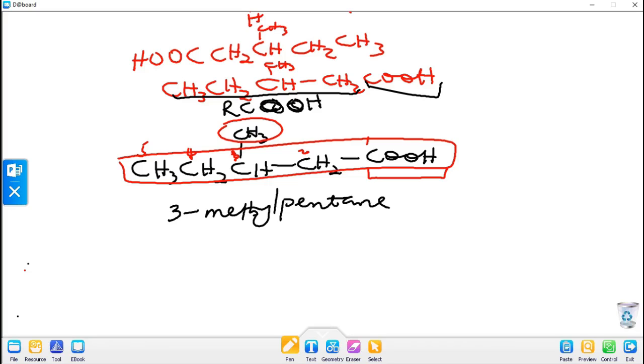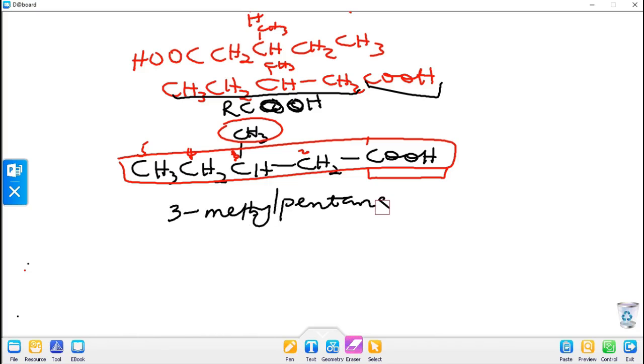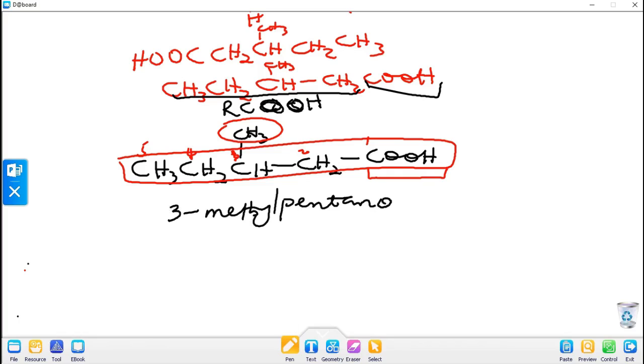The rule says that in naming an alkanoic acid or a carboxylic acid, the E in alkanes is replaced with oic acid. So instead of having it as 3-methylpentane, since there are 5 carbon atoms there, the E will be replaced with oic acid because of the presence of COOH.